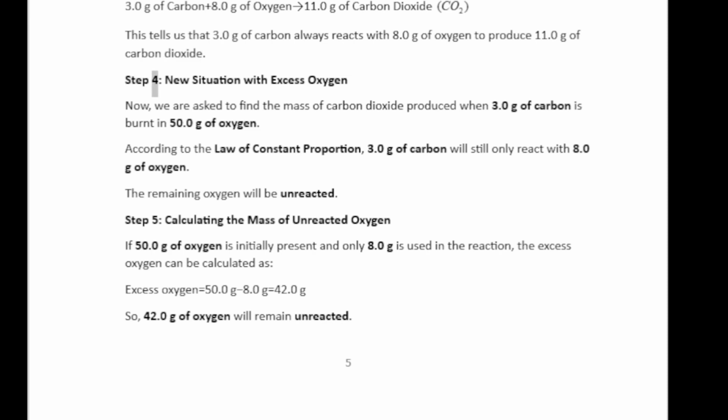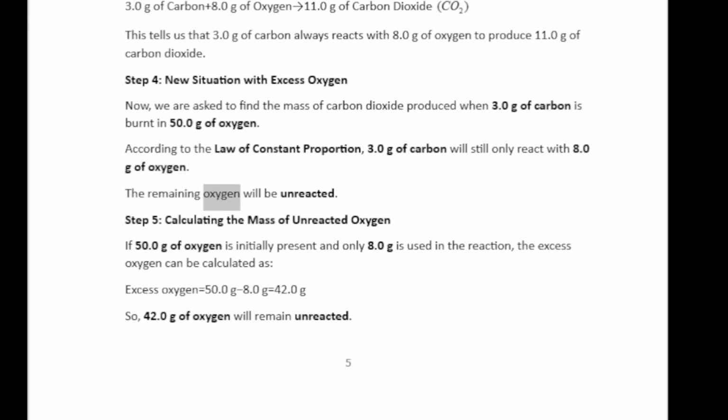Step 4. New situation with excess oxygen. Now, we are asked to find the mass of carbon dioxide produced when 3.0 g of carbon is burned in 50.0 g of oxygen. According to the law of constant proportion, 3.0 g of carbon will still only react with 8.0 g of oxygen.